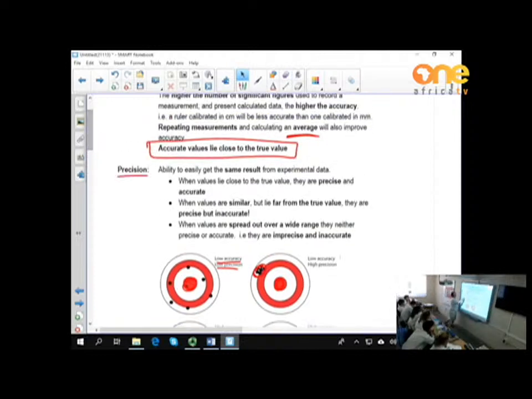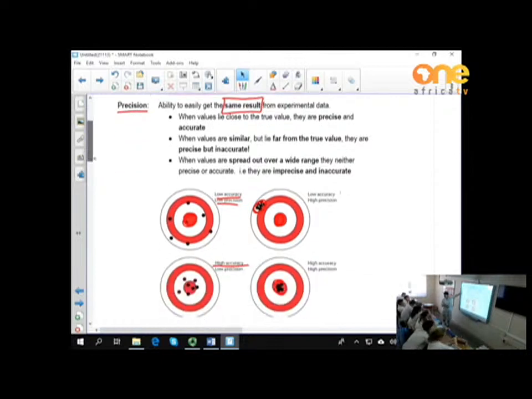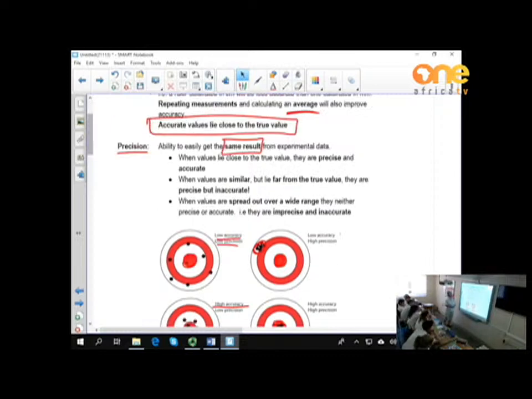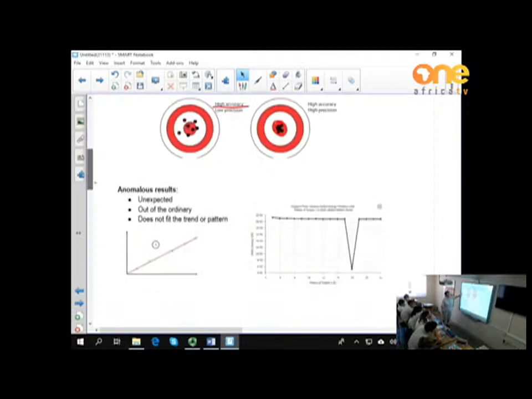So here we have: precision is the ability to get the same result from experimental data. When values lie close to the true value, they are precise and accurate. Remember, accurate lies close to the true value. When values are similar, but they lie far from the true value, our accuracy is low, but our precision is high. And when values are spread out all over the show, we did not work accurately and we did not work precisely. Our answers are not accurate and they are not precise.